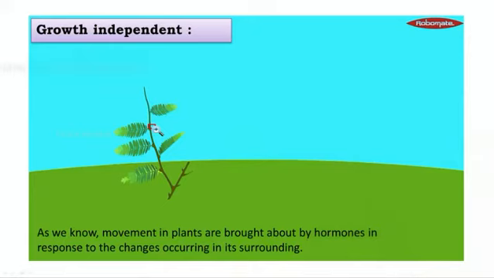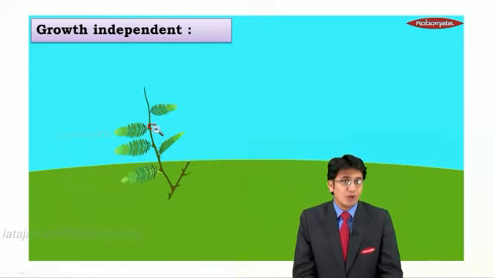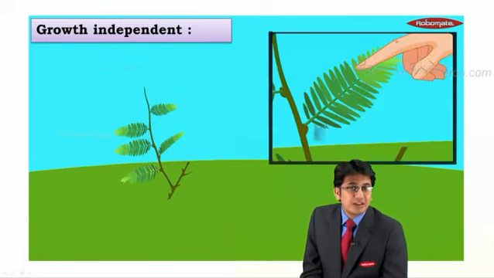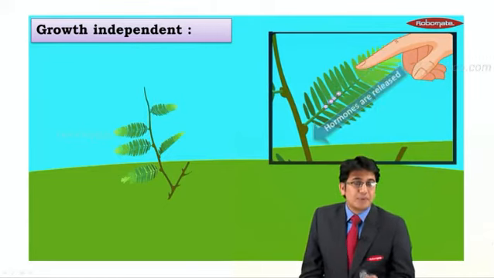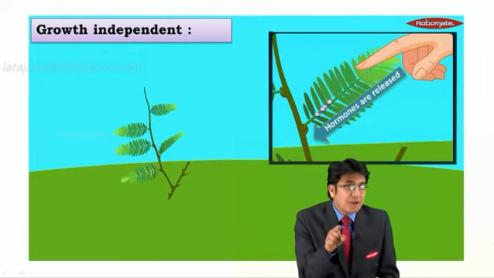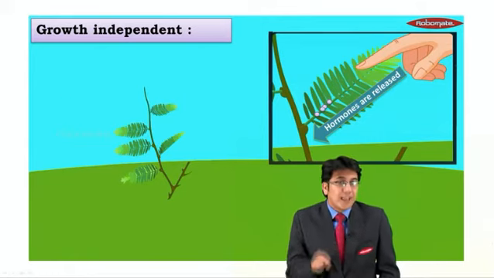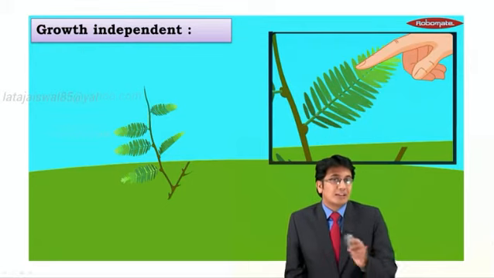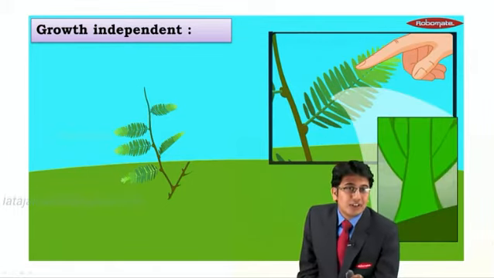Movements in plants are brought about by hormones in response to changes occurring in the surroundings. Let's zoom out this portion. When we touch the leaves of Mimosa pudica, there is definite release of some hormones in the plant. Now, due to these hormones, something is happening inside the leaves, inside the stalk of these leaves. So let's zoom out the stalk of the leaves.